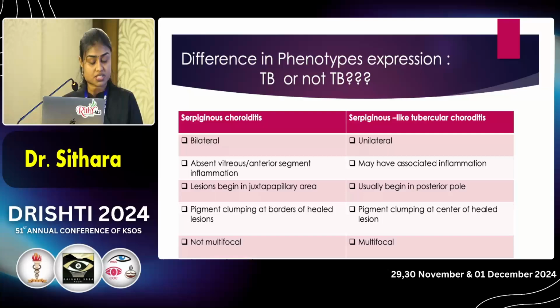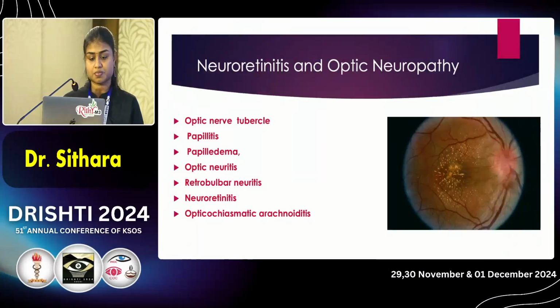The lesions begin juxtapapillary. The lesions are usually beginning in the posterior pole. There is pigment clumping at the borders of the healed lesions and pigment clumping in the center of the healed lesion. This is not a multifocal lesion. This becomes multifocal. So, how does TB affect the optic nerve?